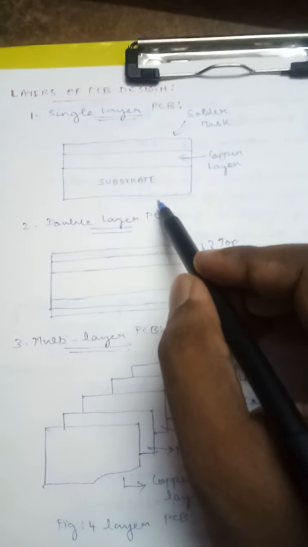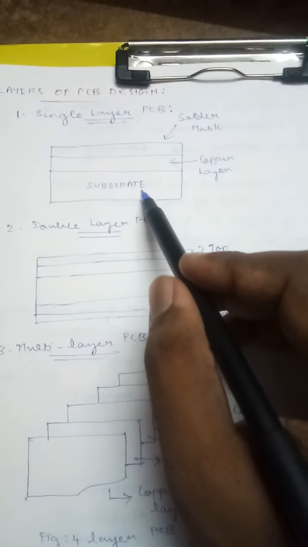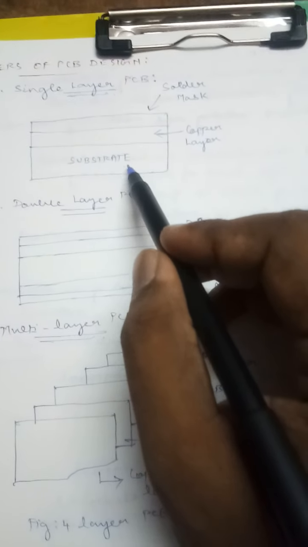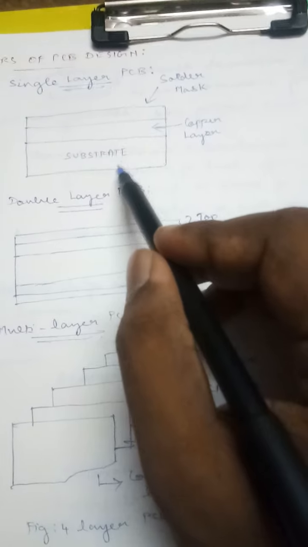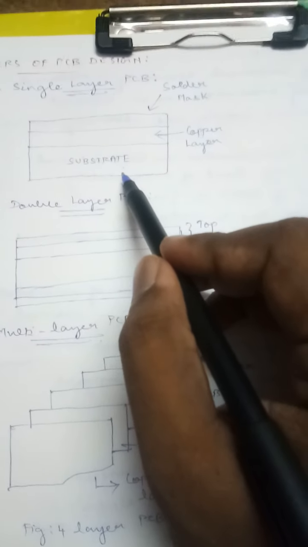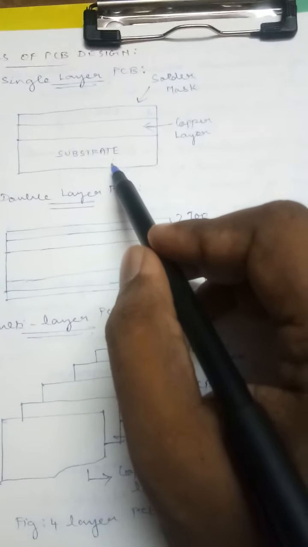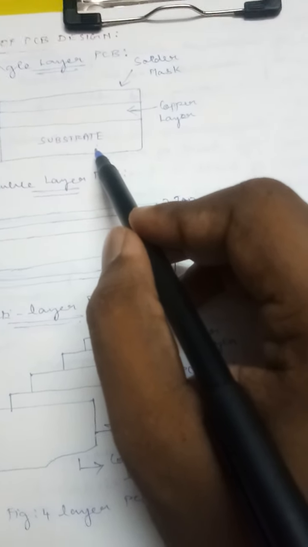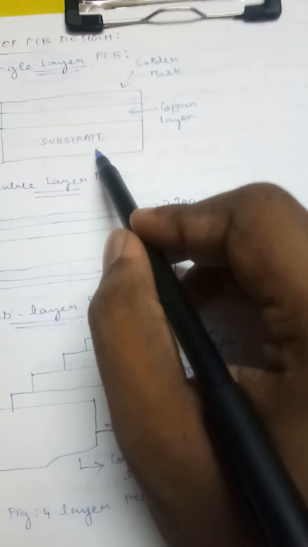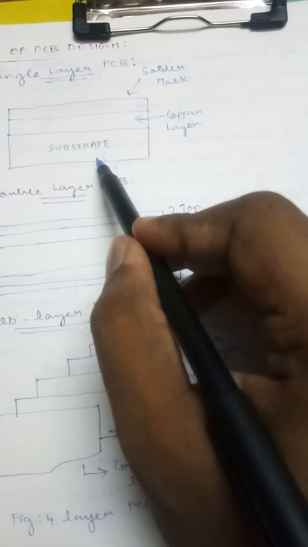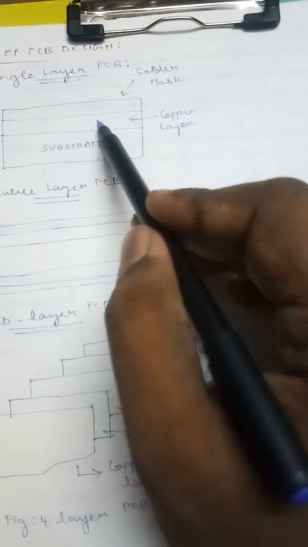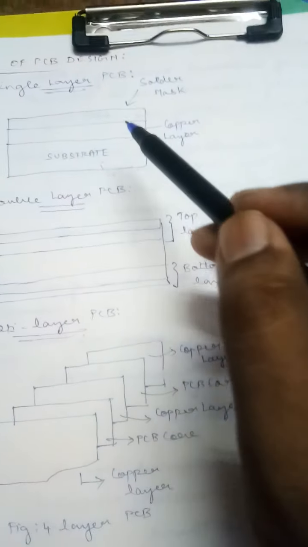If we look into the schematic of a single layer PCB, there is a substrate material connected at the bottom of any kind of PCB. You have to know what this substrate material is. Whenever we are constructing a building, the basic part involved is a basement layer. Over the basement layer, we construct the ground floor, then a first floor, then a second floor, and it goes on.